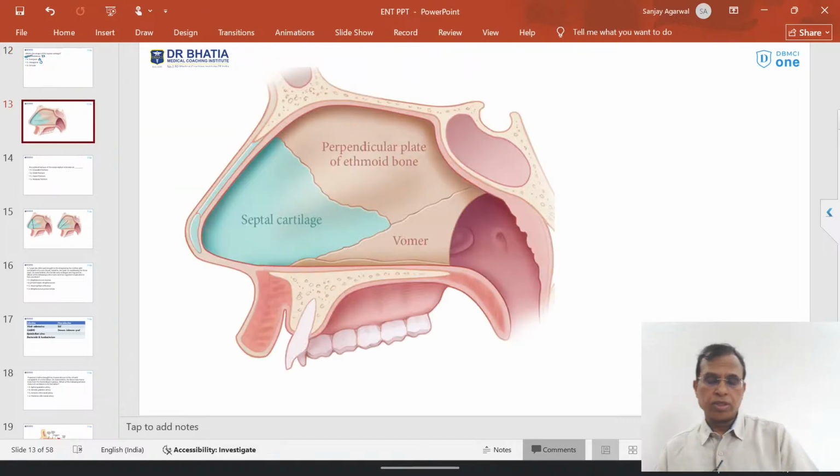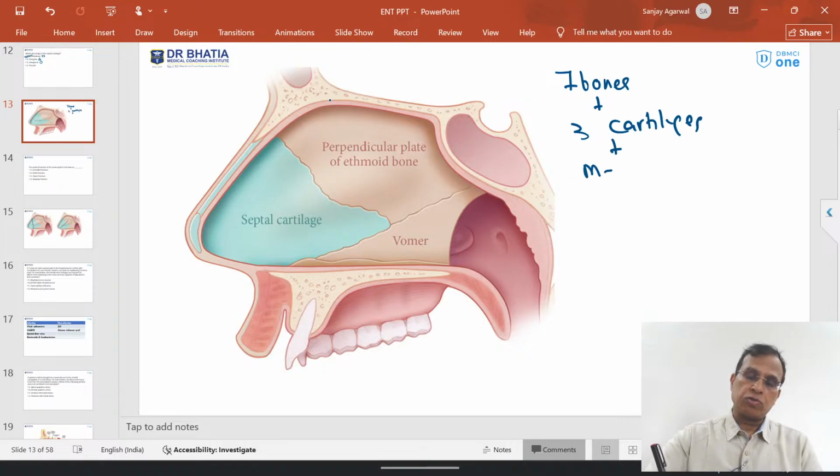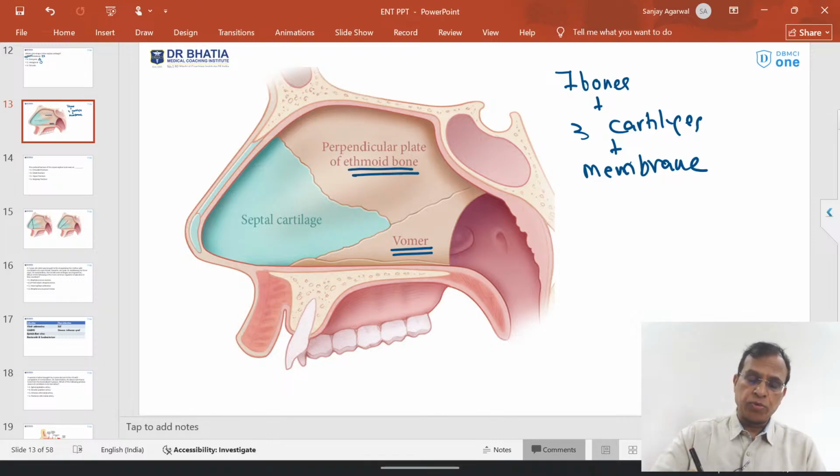And this is how the nasal septum looks like. Now nasal septum has 7 bones plus 3 cartilages plus a membrane also. So बहुत सारी चीजें होती है nasal septum में, but you have to identify 3 out of the lot. You should be able to identify this thing which is called vomer bone. You should be able to identify this ethmoidal bone, and this is the cartilage they are talking about.